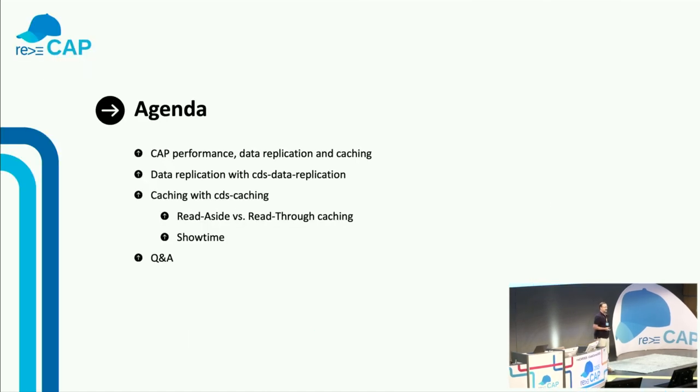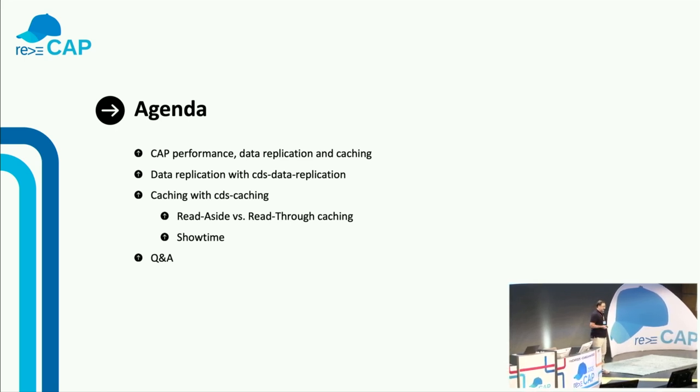Okay, so what are we going to talk about? We talk about CAP performance, and I think that's an issue everyone can relate to. I'm going to showcase two CAP plugins that I'm building or have built, or I'm still building. One is cds-data-replication, the other one is cds-caching, that try to solve some of those issues. And that's the agenda. Let's go quickly through this.